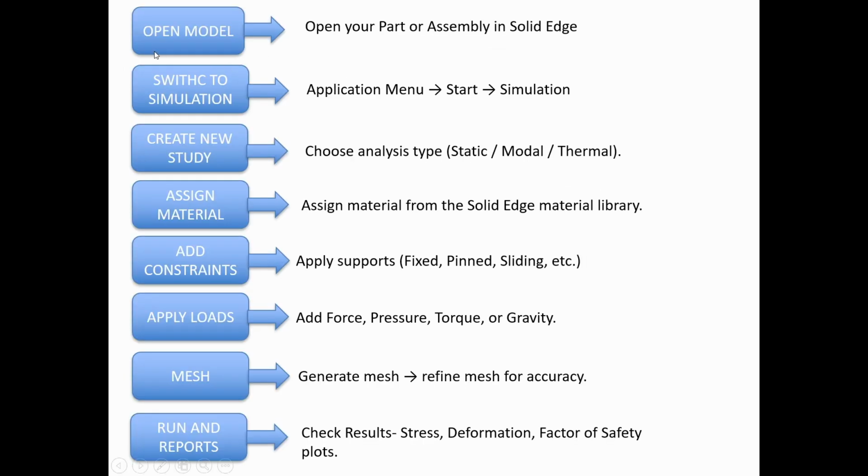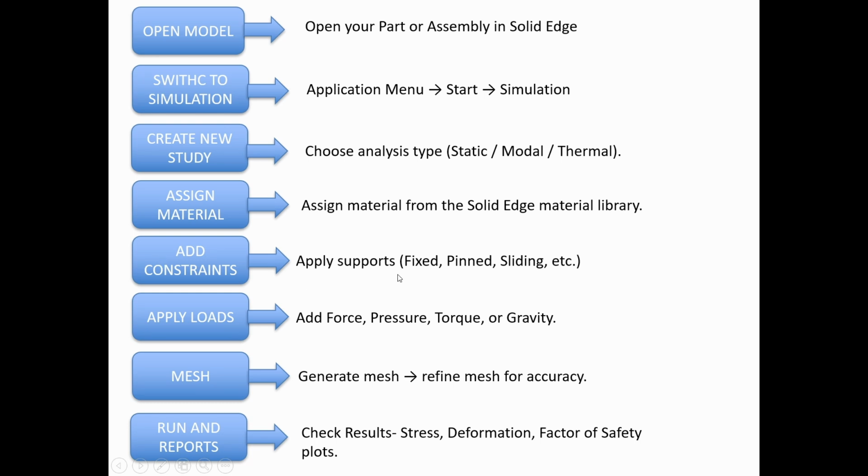The first step is to open your CAD model, open your part and assembly in Solid Edge. Then go to Simulation tab, Application, Start Menu Simulation. Then create a new study. Select like static, modal or thermal, which type of study you want to do. Then assign material to the Solid Edge part or assembly parts.